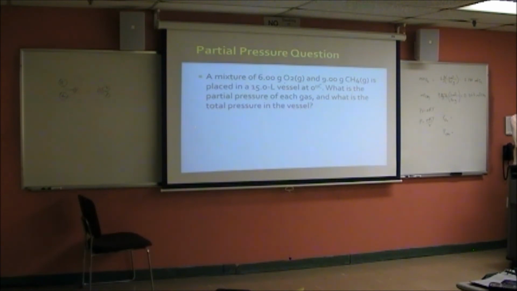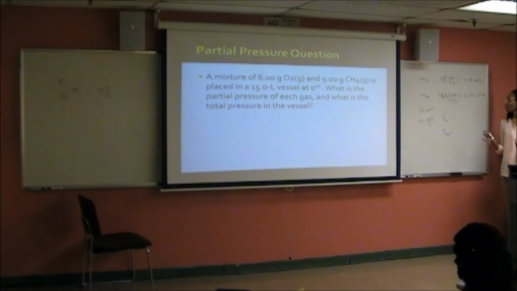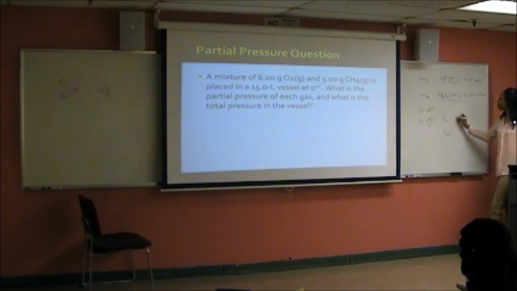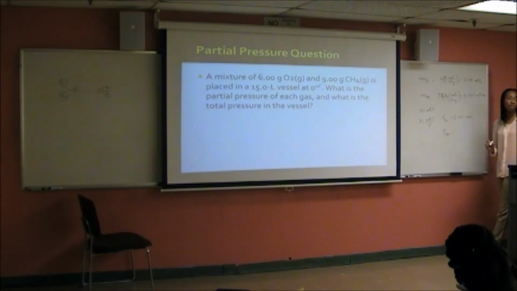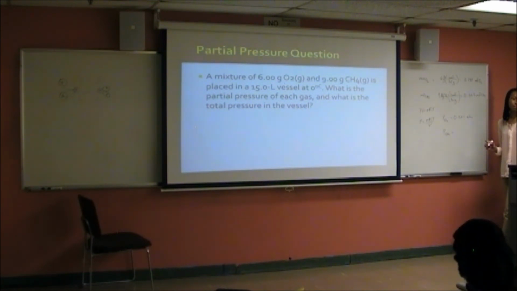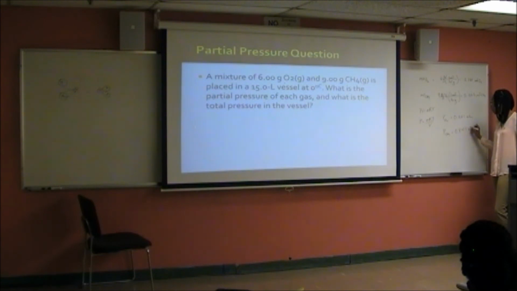0.188 times 0.0821 times 273 over 15. Pressure of oxygen is 0.281 atm. And for methane? 0.841 atm.